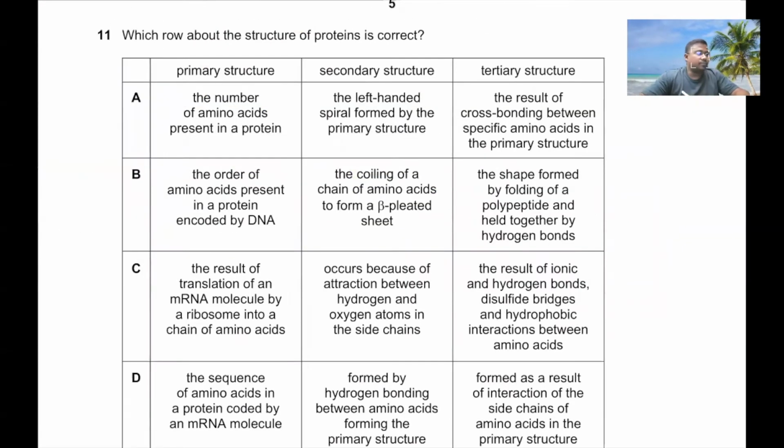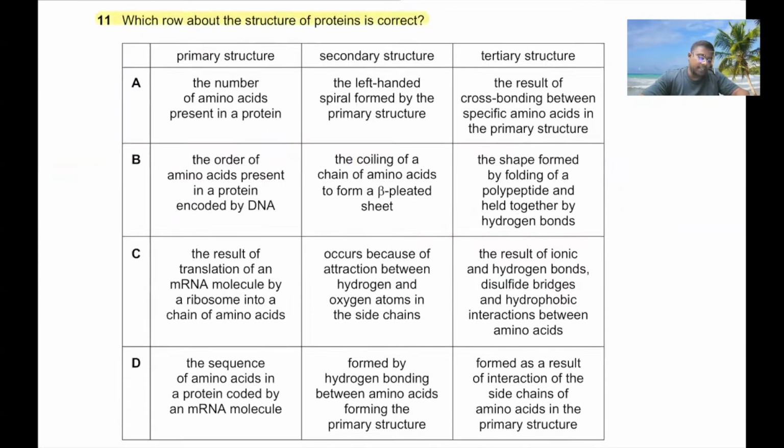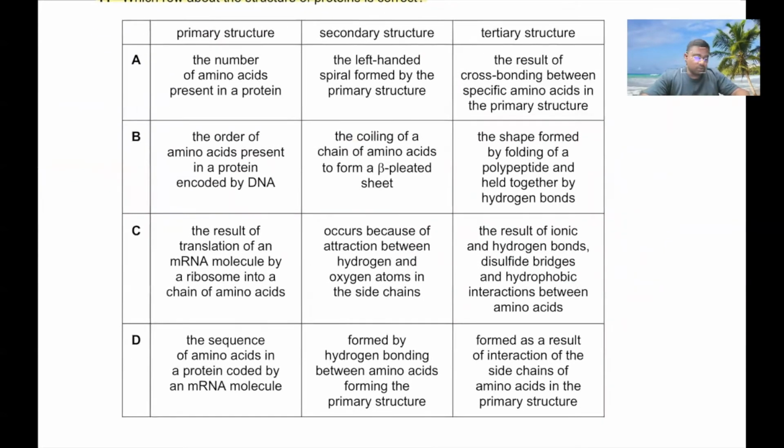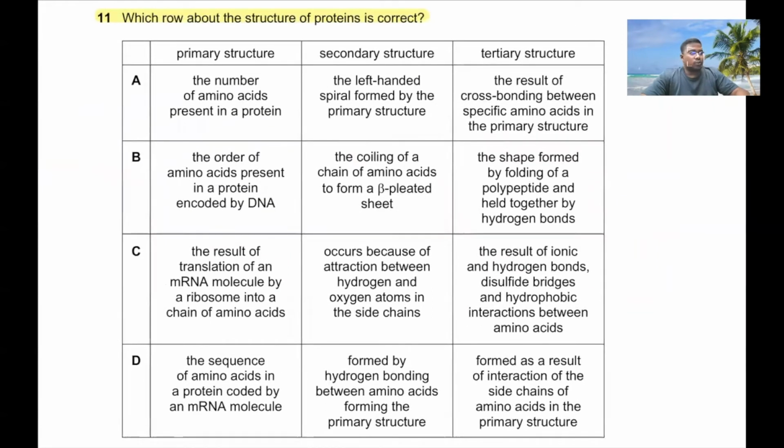Question number 11. Which row about the structure of protein is correct? So to do questions like this one, it is good to attack it from the tertiary structure side. Okay, so let's see. The result of cross bonding between specific amino acids in the primary structure.